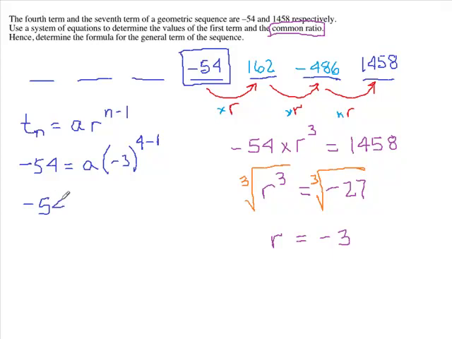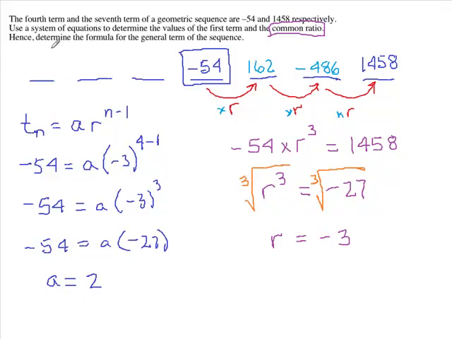Negative 54 equals a times negative 3 to the third. Negative 54 equals a times, it's a coincidence that we get minus 27 again, but that is indeed what comes out here. And then if we divide by negative 27, we get that a is 2. So this is nice because even if this number had been enormous, we would still be able to work it out with a calculator. We wouldn't have to do a bunch of manual calculation ourselves.